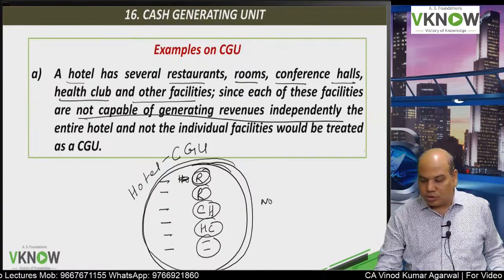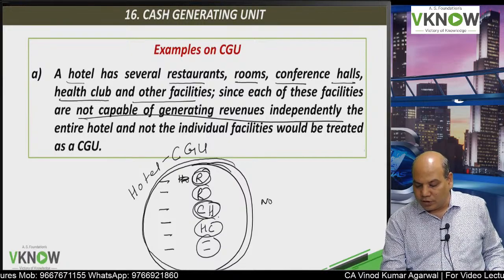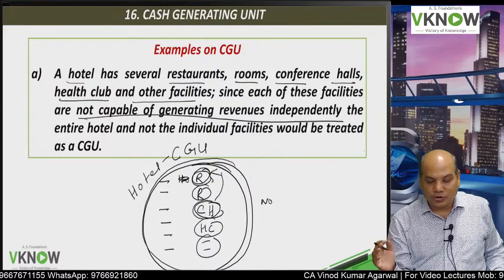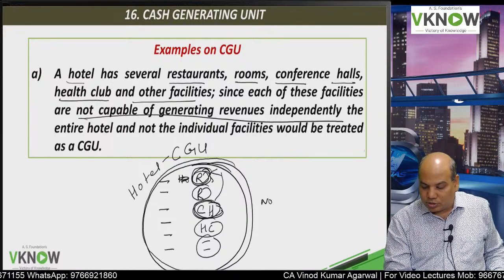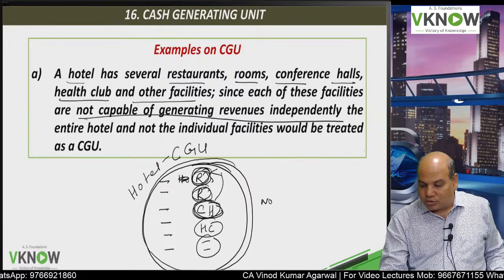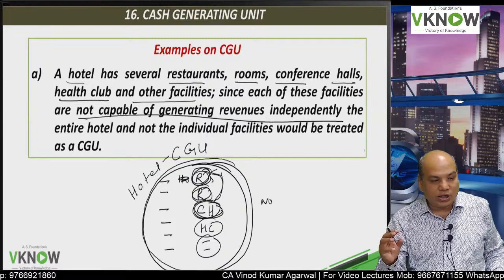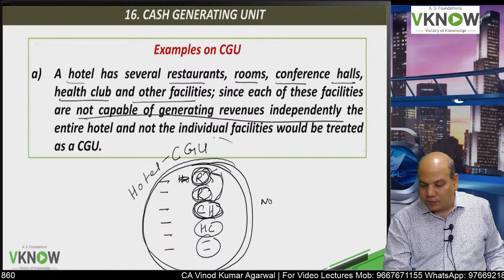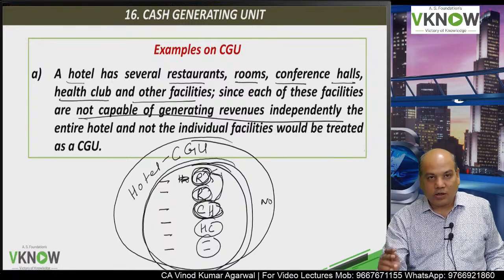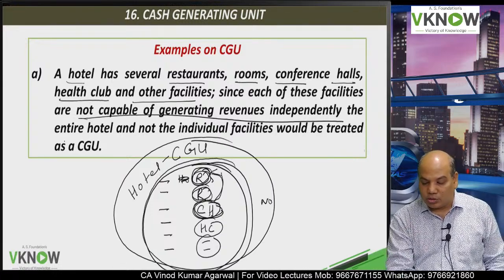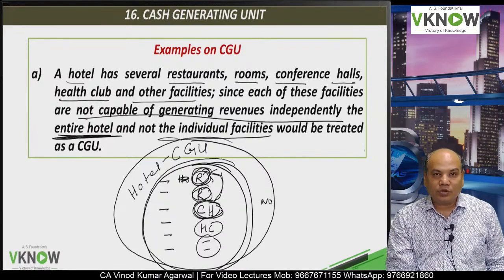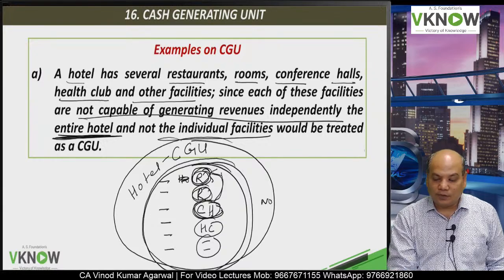A customer who comes to the hotel to attend a conference hall can enter the restaurant and can enjoy the services of the restaurant. So the restaurant depends on the conference hall, or rooms depend on the conference hall. They are all generating cash flow together, not independent cash flow. If I have to apply this standard, I will have to apply it for the entire hotel and not the individual facilities. So the whole hotel will be tested for impairment.